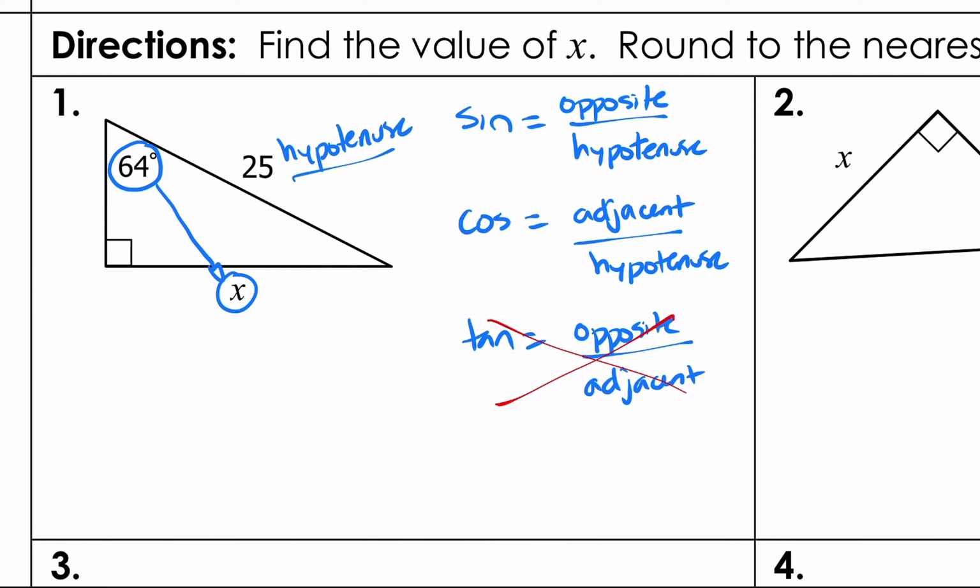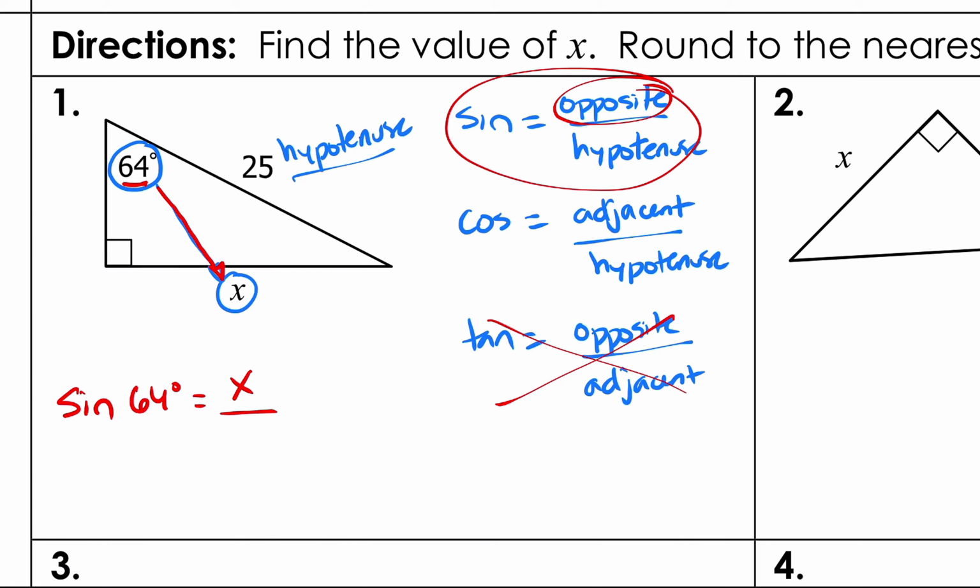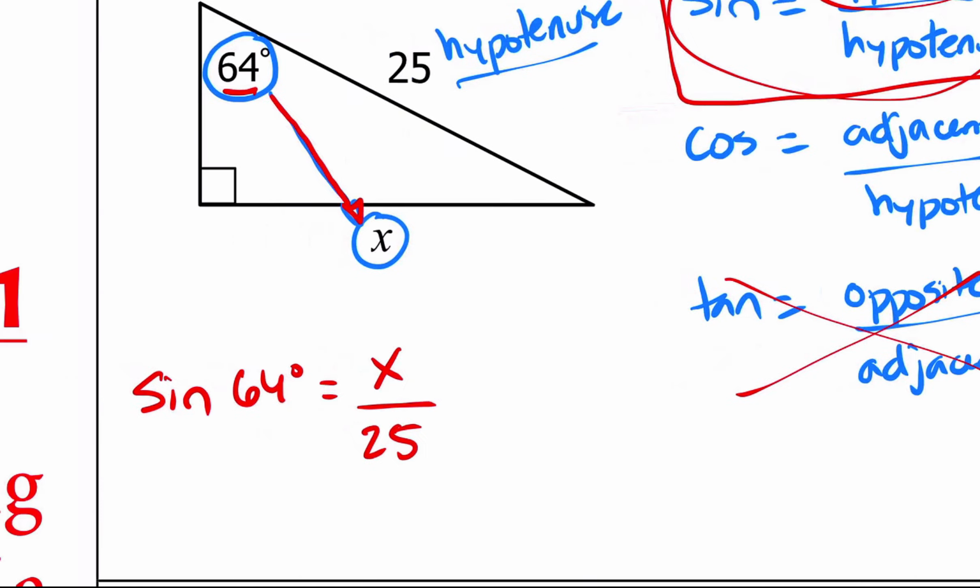And so what side do we have in relation to the 64 degrees? Well, we have the side that is opposite. So x is the side that is opposite the 64-degree angle. So what's that one? That would be sine. So what we're going to do is we're going to say the sine of the angle we're talking about, which is 64 degrees, equals opposite, right? The opposite side, which is x, over the hypotenuse, which is 25. Okay, so we just used the trig ratio to set up this equation.